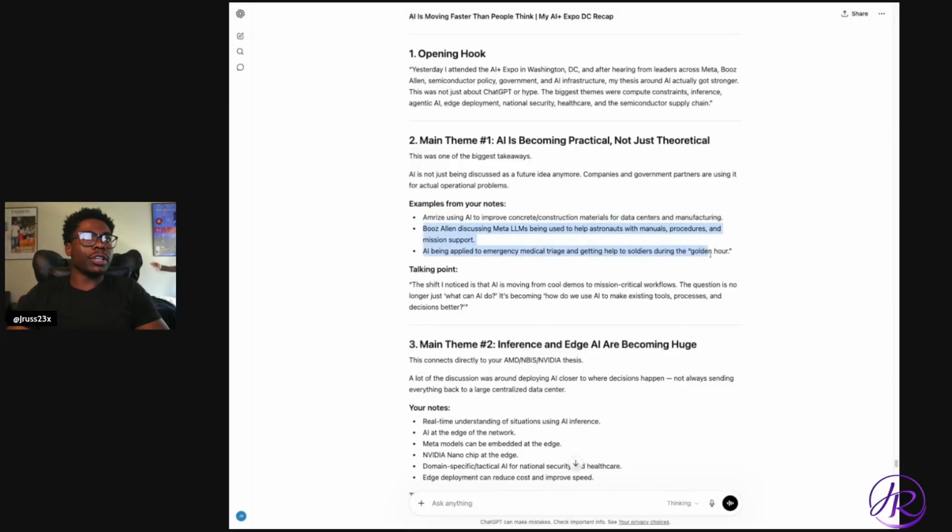Another person from Booz Allen came and talked about how they've been using Meta's LLMs to help astronauts with manuals, procedures, and mission support. Like I said, with Amrise, they were using AI to improve concrete materials for data centers and manufacturing. And then also AI being applied to emergency medical triage and getting help to soldiers during the golden hour. So this is just some of the things these different companies were sharing with us.